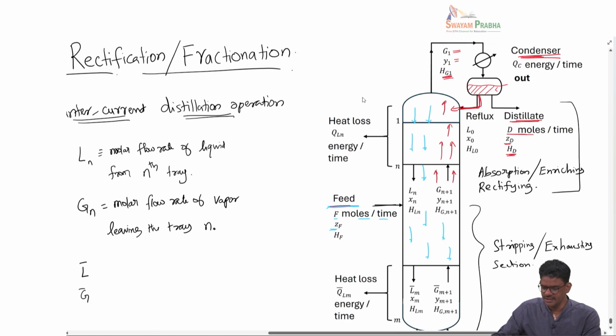And another thing is that this entire column may also lose some heat, because this column is operating under atmospheric and open conditions. So there can be some convective, conductive, radiative loss of energy here. So we also associate what is called the heat loss, QL, energy per unit time.